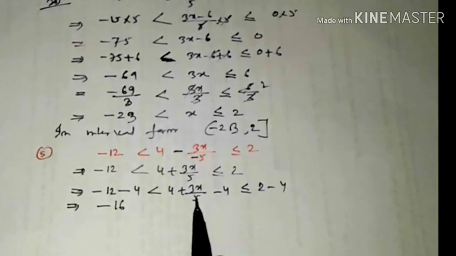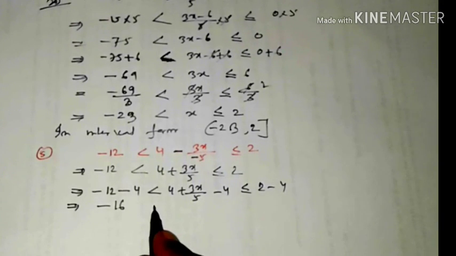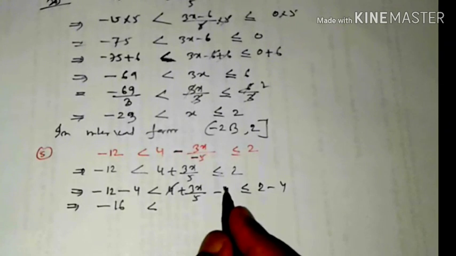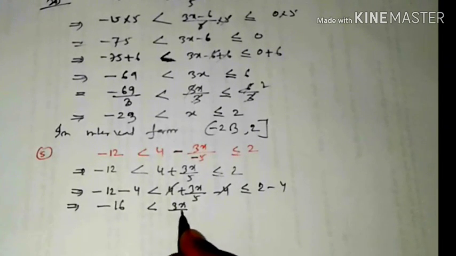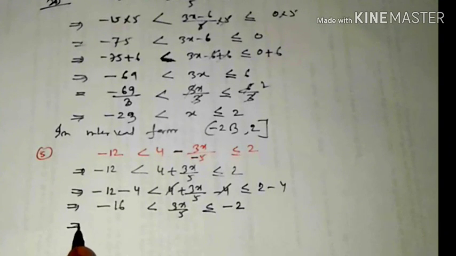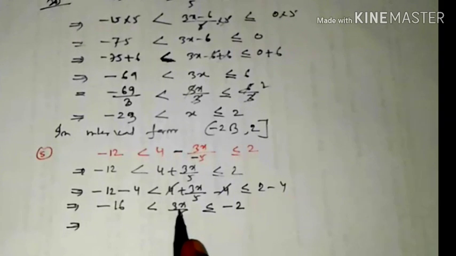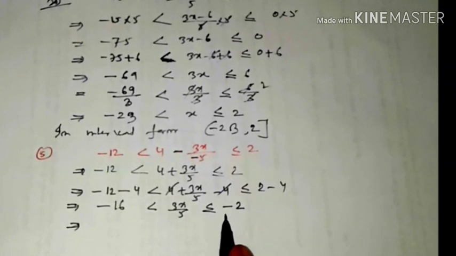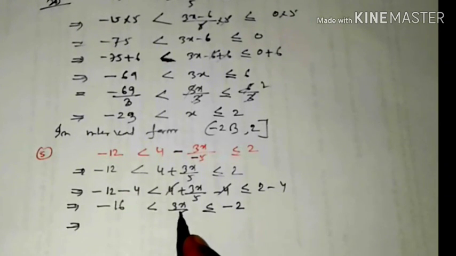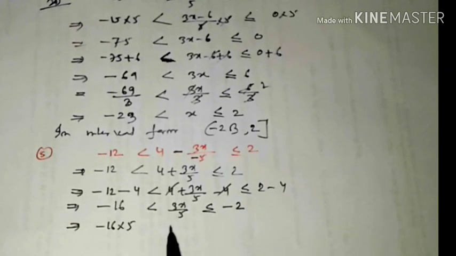Minus 16, that is less than, that is 4 plus we cancel, 3x by 5 less than or equal to minus 2. Next we have to multiply each side by 5 to remove this 5.